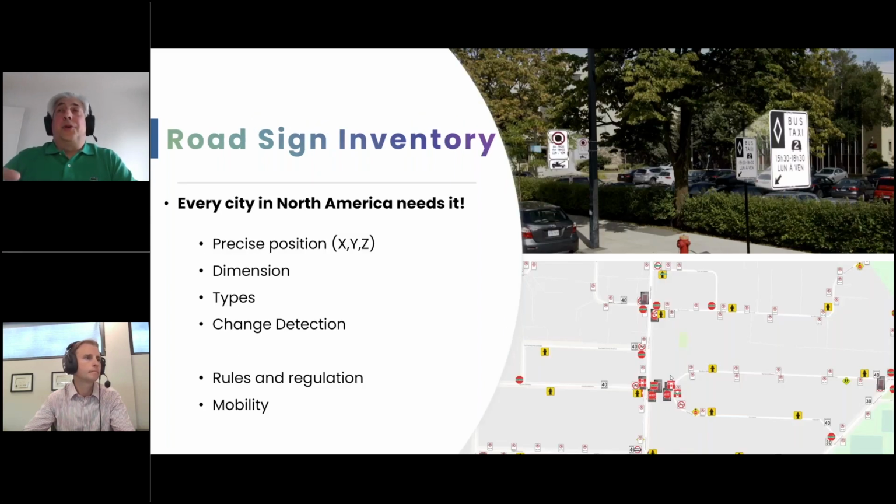From there, we're able to do different types of asset inventory. One is a roadside inventory, where we are able to mine the data of your point cloud and imagery information, and extract precise position, dimension, and types of the various road signs. And if you have multiple scans at different dates or different years of the same area, we can also do change detection on this data.